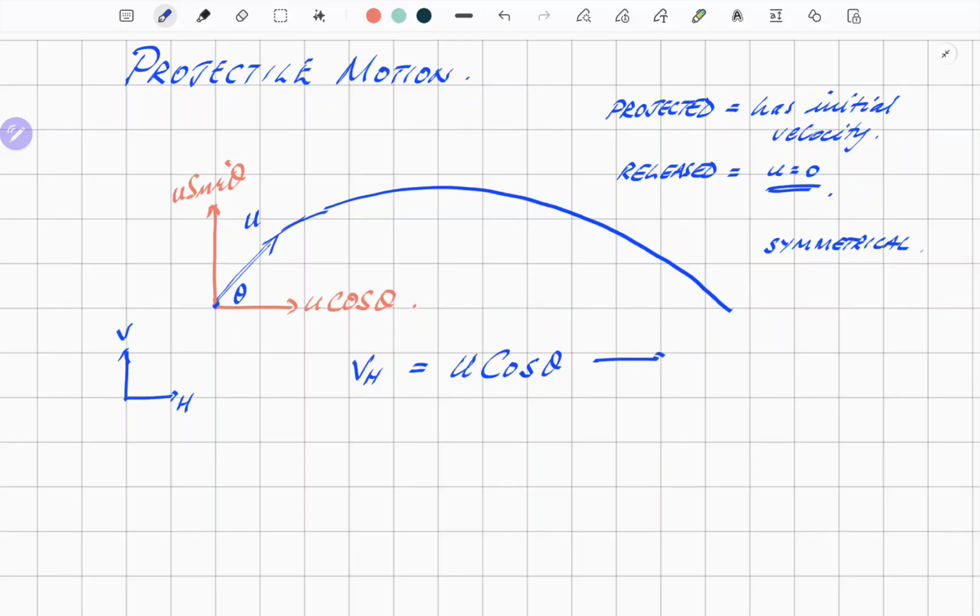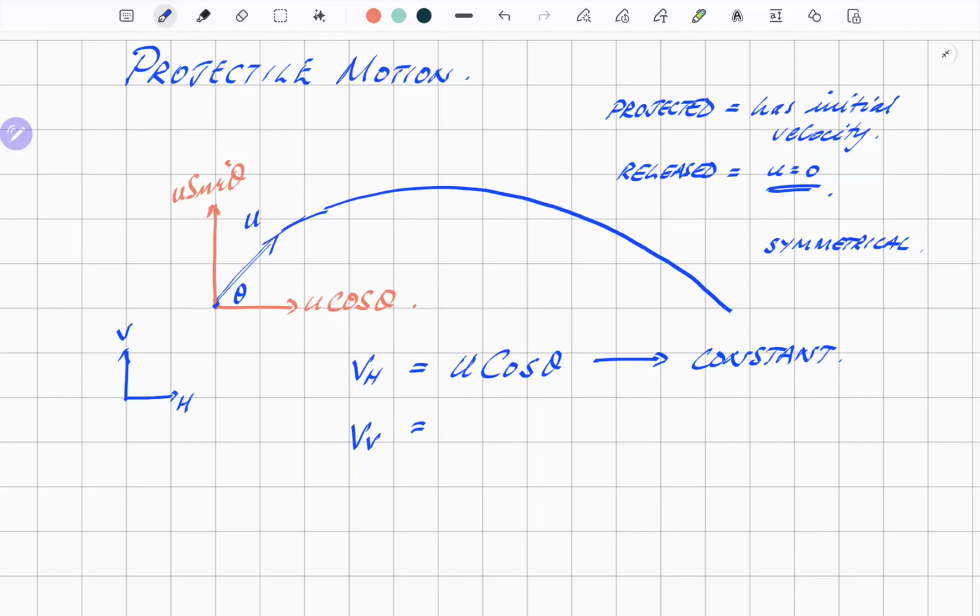The important thing, this one here, is constant. There are no forces due to air resistance or anything else. That's one of the assumptions in the projectile motion that you're going to be working on. So that's not going to change all the way through until the projectile hits the ground again. That horizontal velocity remains constant. The vertical velocity initially will change.